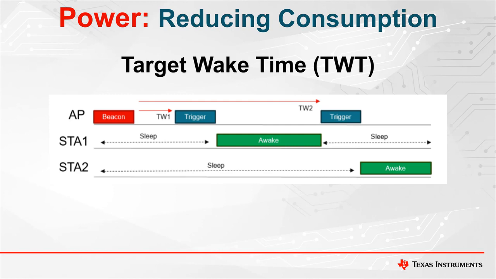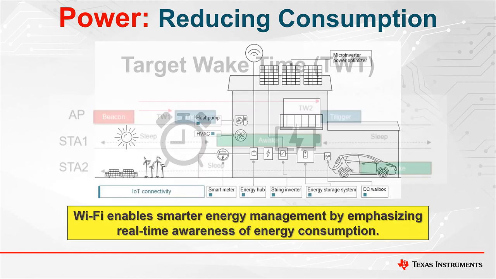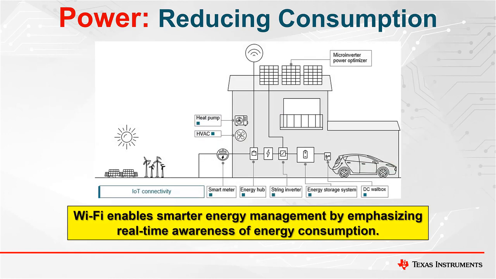An intermittent connection can be used to reduce this number if the edge node doesn't need to wake up on network events. The TI Wi-Fi devices support the standard protocols and offer non-standard options such as the long sleep interval to extend the sleep time and enable even battery-based always-connected applications. Wi-Fi enables smarter energy management by emphasizing real-time awareness of energy consumption.